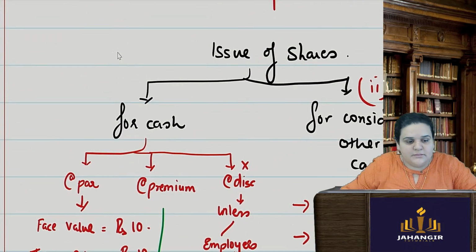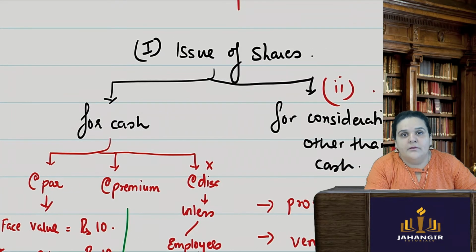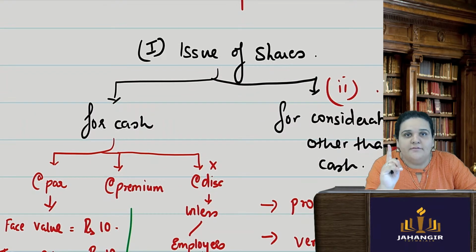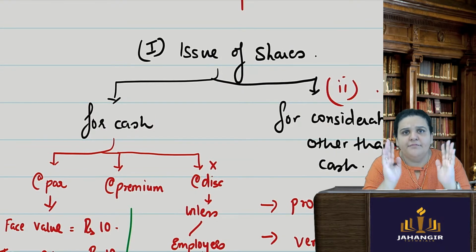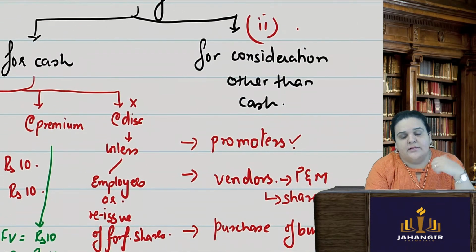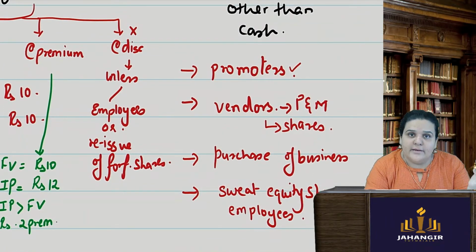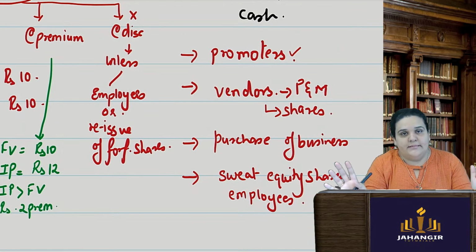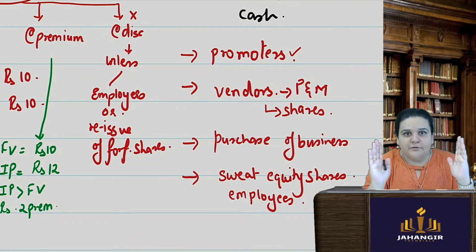So this is the first most important concept in issue of shares. Issue of shares for cash can be at par, at premium. It can be at discount only if it is given to employees and if it is given as a reissue of forfeited shares. We will come to reissue of forfeited shares. And for consideration other than cash, it can be given to promoters, vendors, purchase of business, sweat equity shares to employees. So this is your first most important part on issue of shares.